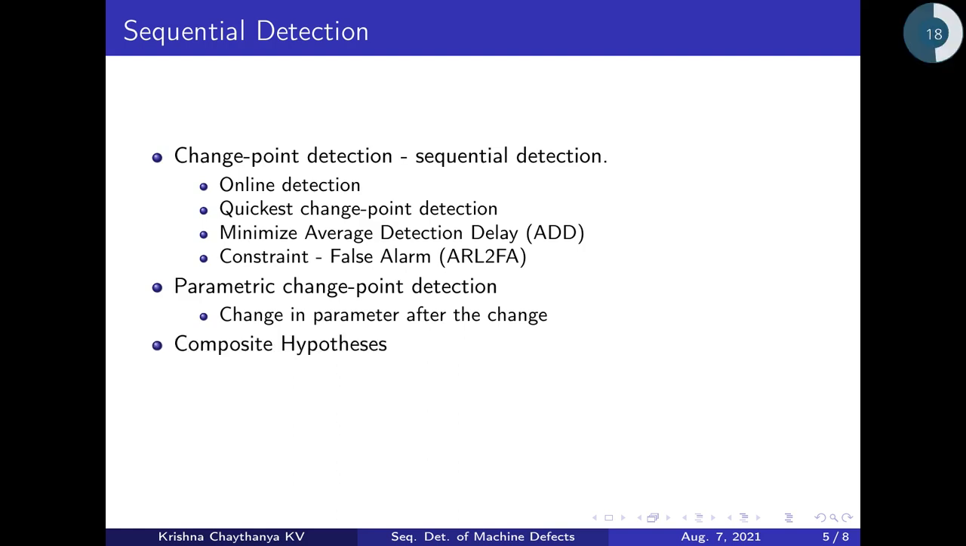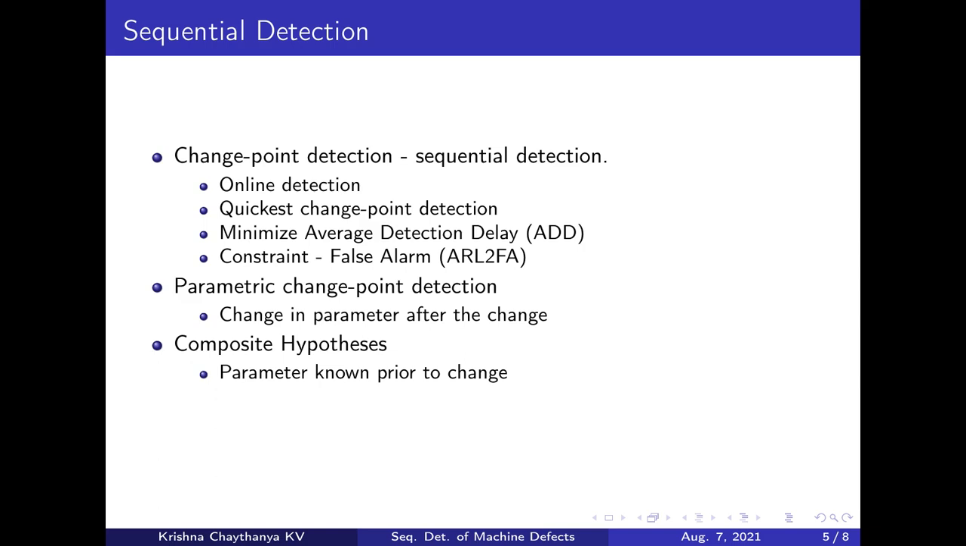In the real world though, such as ours, the parameters theta naught and theta 1 may not be perfectly known. Then the change point detection is called composite change point detection because composite hypotheses are involved. In our case, the parameter prior to change, that is theta naught, is assumed to be known. In practice, this parameter can be estimated very well from the machine data when it is known that the machine is running perfectly.